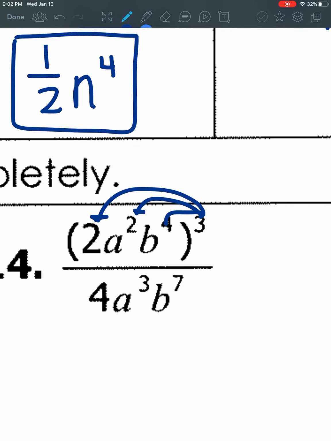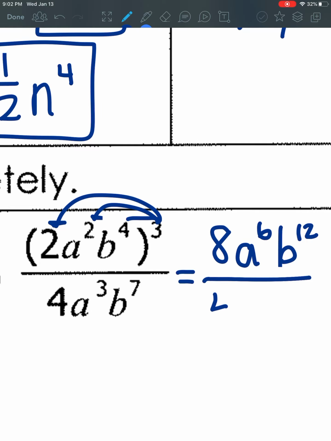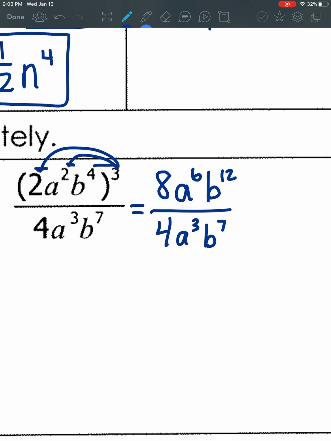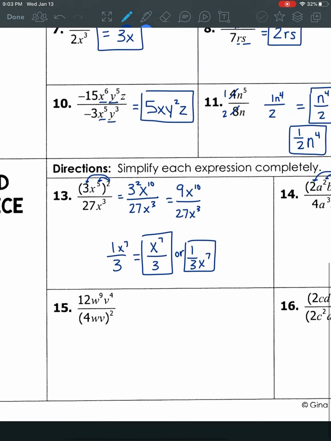Next one, again, this power on the outside needs to go to the 2, it needs to go to the a squared, and it needs to go to the b to the 4th. So very similar to the distributive property. I'm going to automatically do it right away. 2 cubed is 8. A to the 6th, because we're multiplying, and b to the 12th. I'm going to make sure that was a 4, yep. And that is all over 4a cubed b to the 7th. So let's simplify. 8 divided by 4, we get 2. Subtract, so a cubed, subtract again, b to the 5th.